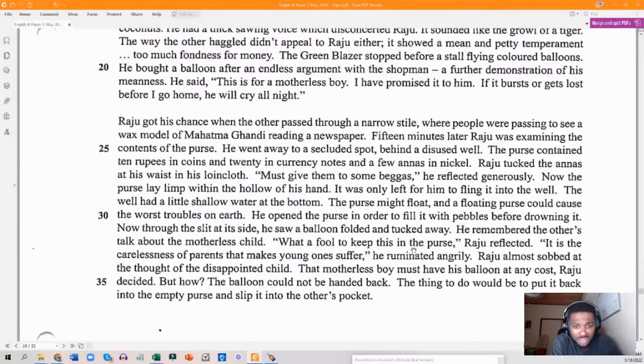What a fool to keep this in the purse, Raju reflected. It is the carelessness of parents that makes young ones suffer. He ruminated angrily. Raju almost sobbed at the thought of the disappointed child. The motherless boy must have his balloon at any cost, Raju decided. But how? The balloon could not be handed back.